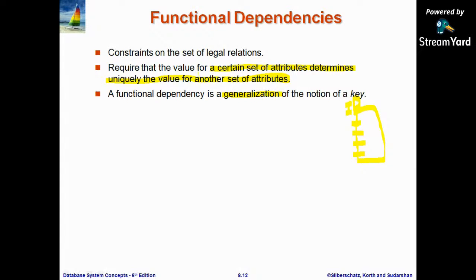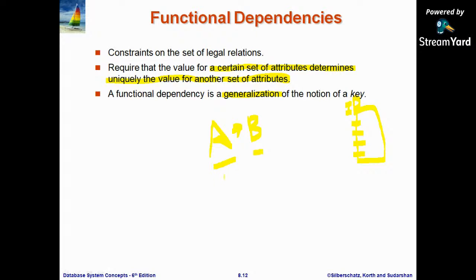How is it some form of this? The functional dependency says that you have a certain set of attributes that define another set of attributes. What does this mean? This means that if you have the functional dependency A tends to B, then A is a certain set of attributes which is going to define B.